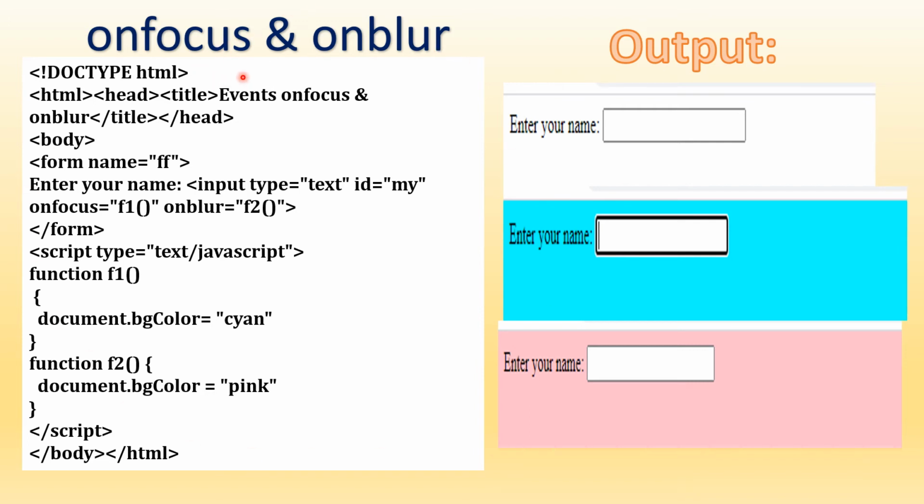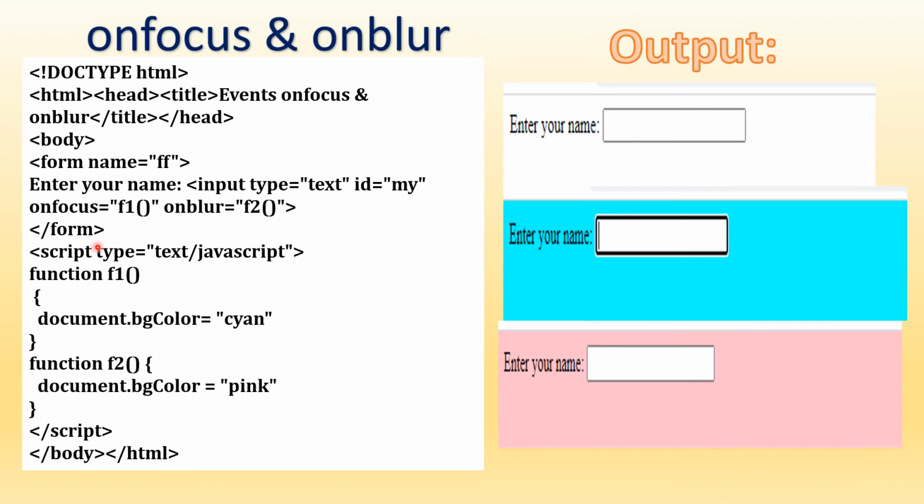So this is a program in which, in the form, I have mentioned a text field. I've written "Enter your name" and there is just one text field. There is no button here. For the text field I've given the type as text, and the ID I've given as onfocus. This is my first event, and the second event is onblur. So on focus, function F1 should happen. On blur, F2 should happen.